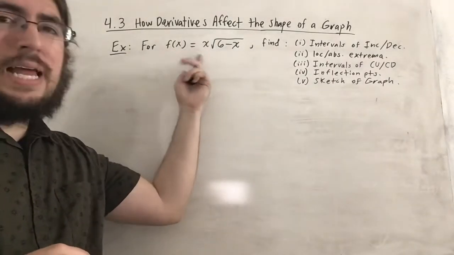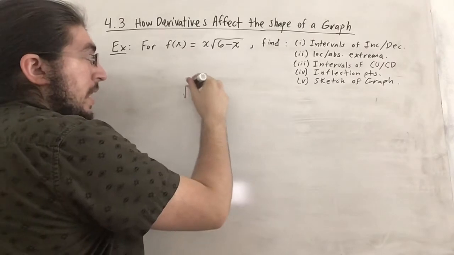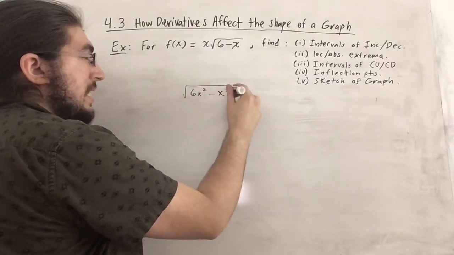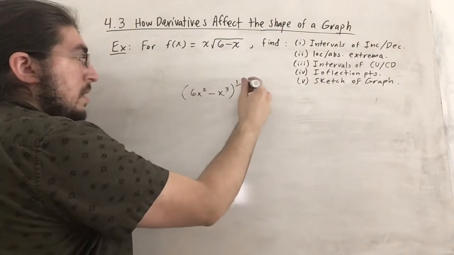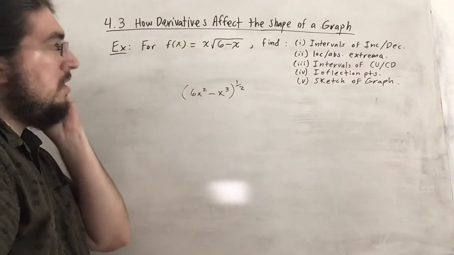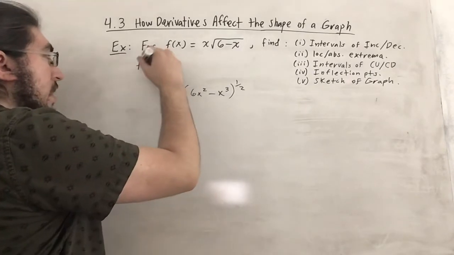If you recognize that x is the same as radical x squared, you can distribute x squared in and get the square root of x to the, well, 6x squared minus x to the third. And notice square root is really 1/2 power. So you can find the first derivative this way by using chain rule. Let me do that, and I'll kind of show you.